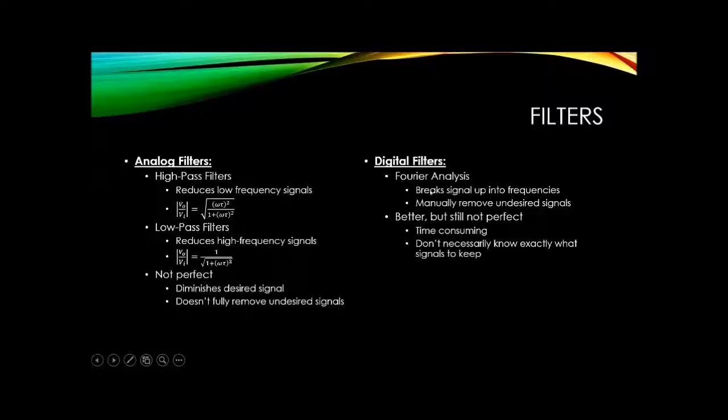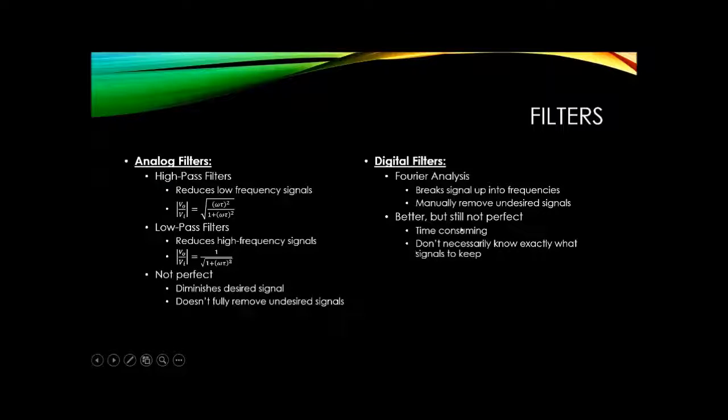Now, digital filters are more like the example that I just showed on the last slide, where you actually take a Fourier transform, breaking up into multiple frequencies, and then you manually remove those undesired signals. This is very ideal as far as results go because you can just completely remove those signals. But there's some issues with that. For one, it can be very time consuming, especially if you're taking a lot of data.